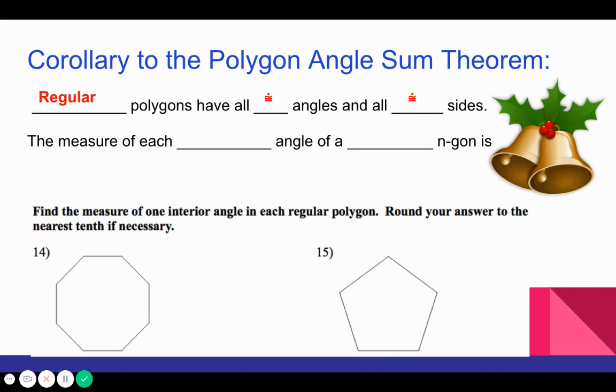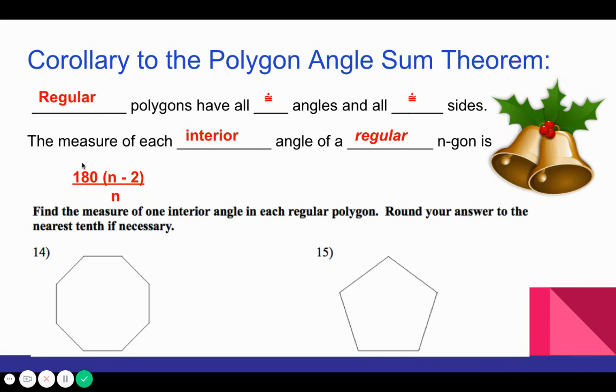All right, so now let's look at a corollary to that polygon angle sum theorem. So regular polygons are special polygons. They have all congruent angles and all congruent sides. Now, the measure of each interior angle in a regular n-gon, meaning any number of sides for this regular polygon, the formula looks like this: 180 times n minus 2.